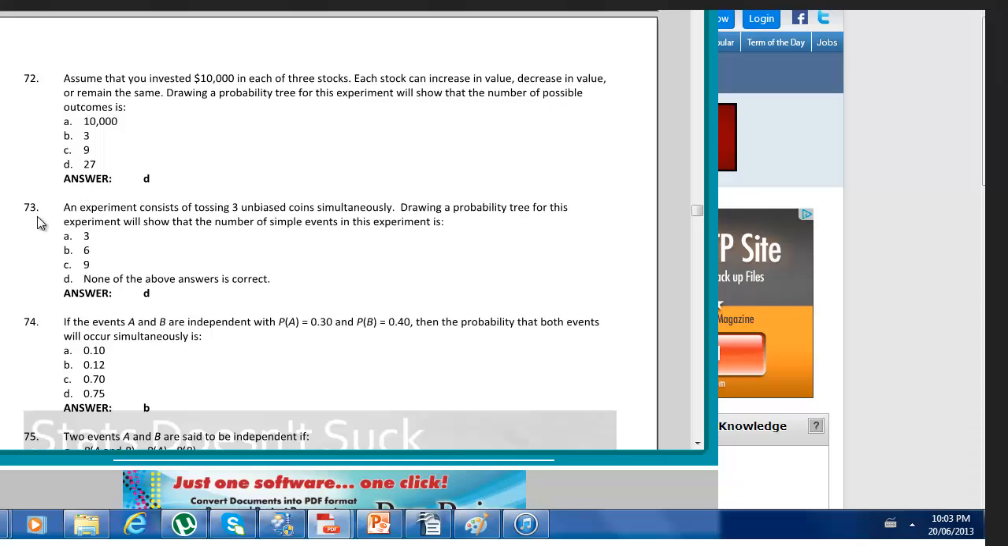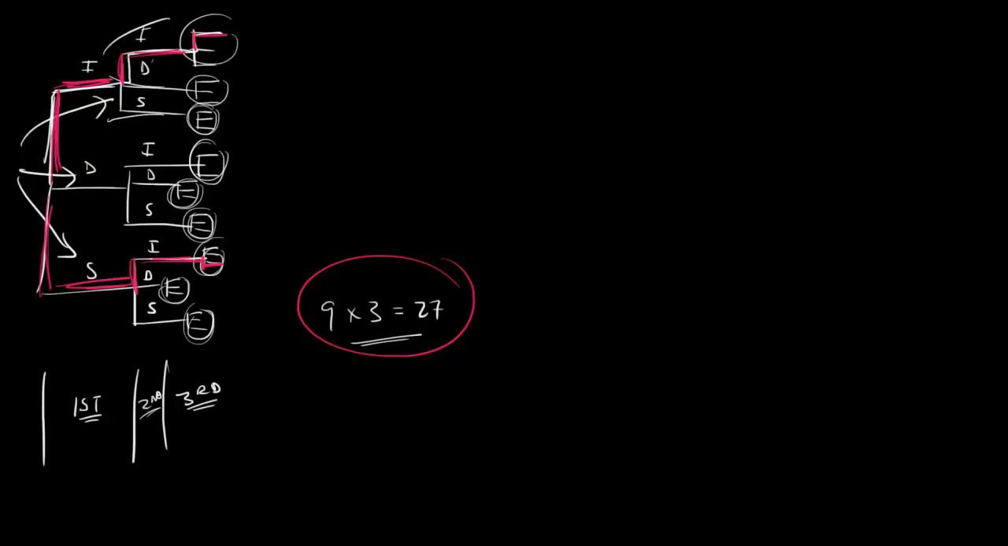All right, now what about 73? 73 says an experiment consists of tossing 3 unbiased coins simultaneously. Drawing a probability tree for this experiment will show that the number of simple events in this experiment is, well, 3 coins means I'm going to have 3 branches on my tree. There's going to be 3 selections being made. Heads or tails is the first coin. Second coin will be heads or tails.